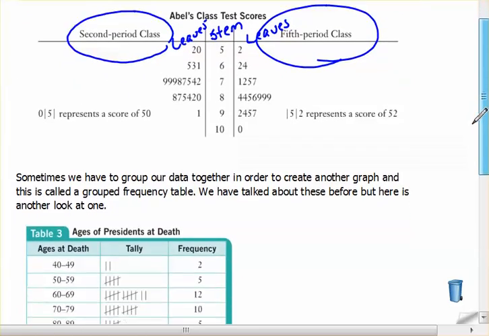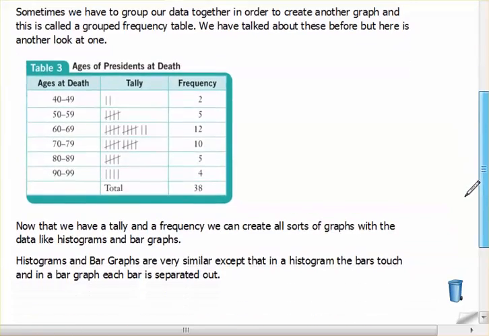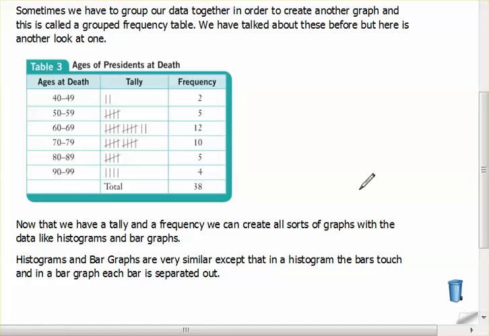Now sometimes we've talked about in the past that we have to do a frequency table. This is a really good way of being able to tally up data. Like for instance, we might have had here are the ages of the presidents at their death. So this may have come in a long list. And what we've done is we've created sort of categories here, ages 40 to 49, and then went through the list and found each time that happened and made a tick mark.